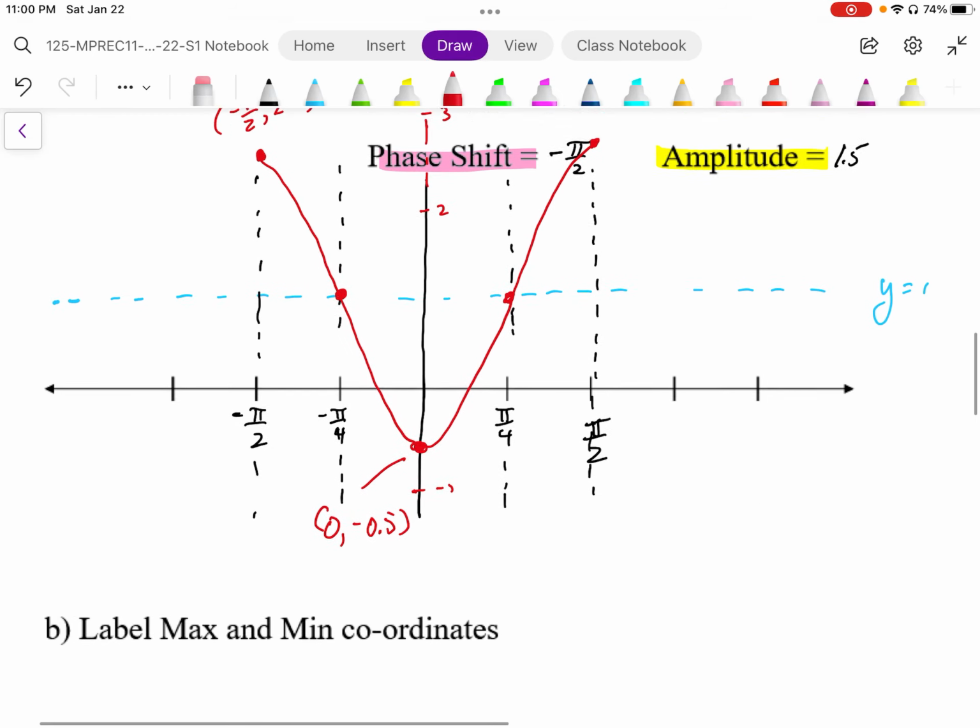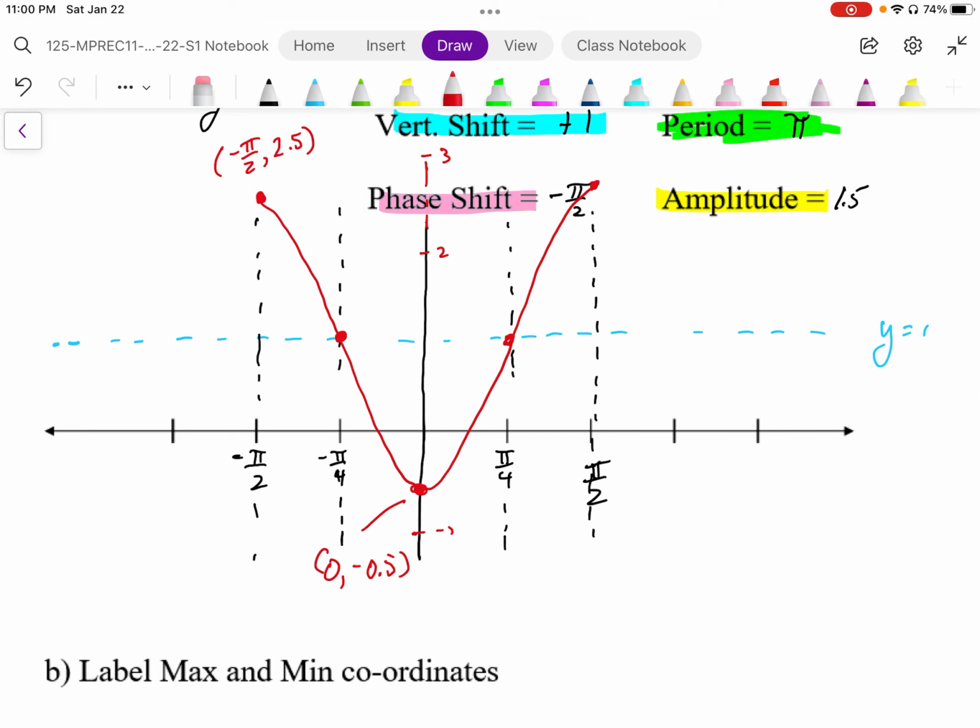Okay. So we may also be asked to locate these middle points. In this case, it's going to be at negative pi over 4 and 1. This point here is at positive pi over 4 and 1. Okay, and that's reflected with the vertical shift.